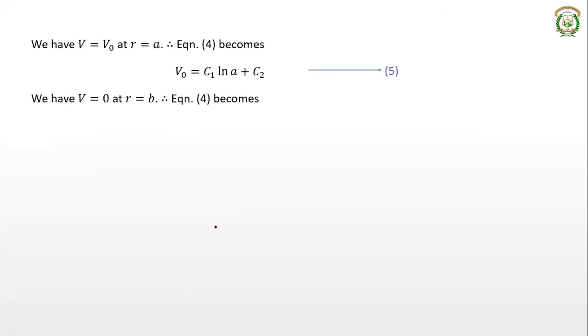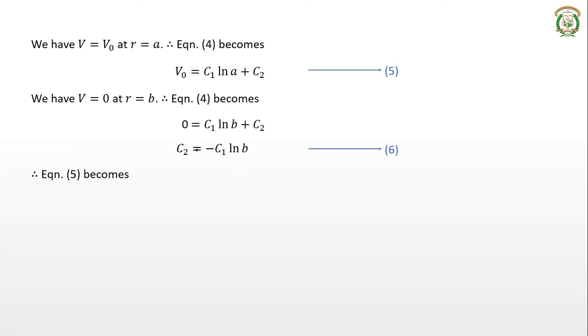Similarly, there is another boundary condition, that is V is equal to 0 at R is equal to B. In place of V, you make it 0. In place of R, you make it B. Then what do you get? 0 is equal to C1 ln B plus C2. From this, what is the value of C2? If you take C1 ln B to the other side of the equation, it will become minus C1 ln B. So C2 is equal to minus C1 ln B. Take it as another equation, equation number 6.